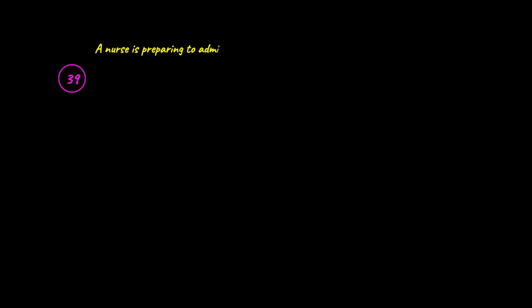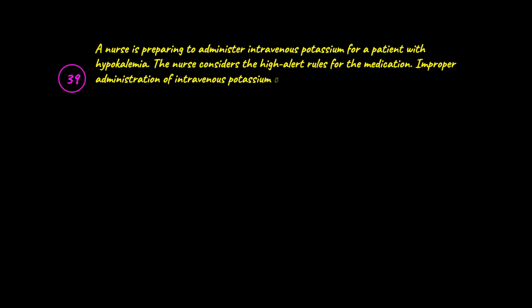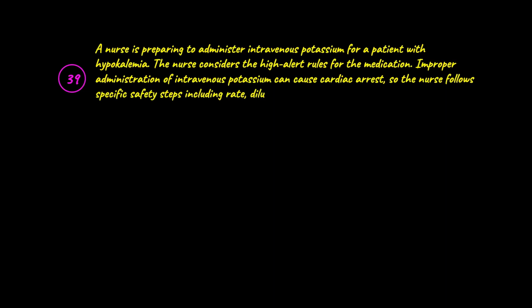Question 39. A nurse is preparing to administer intravenous potassium for a patient with hypokalemia. The nurse considers the high alert rules for the medication. Improper administration of intravenous potassium can cause cardiac arrest, so the nurse follows specific safety steps including rate, dilution, and monitoring during the infusion process.